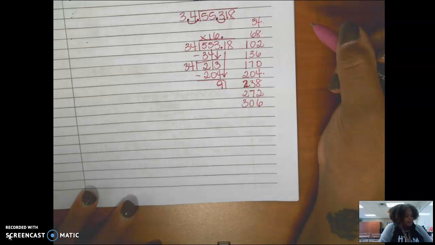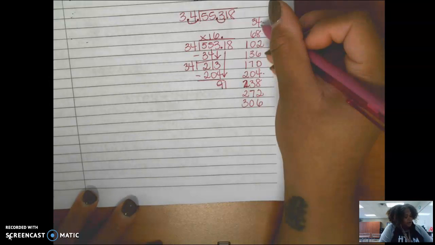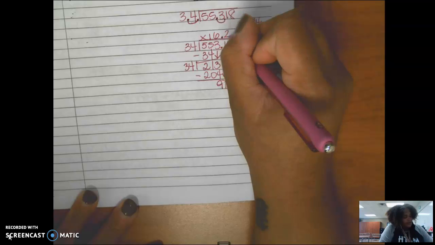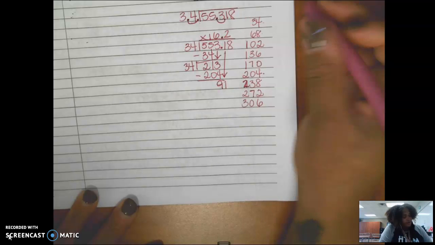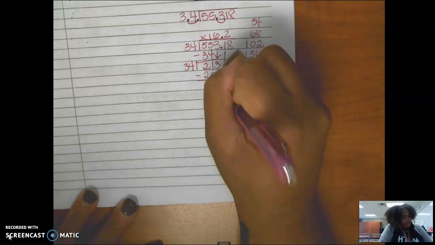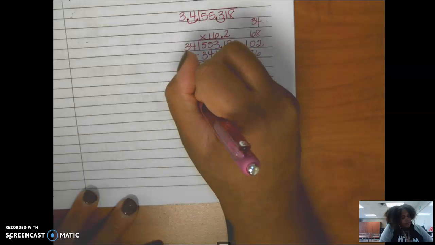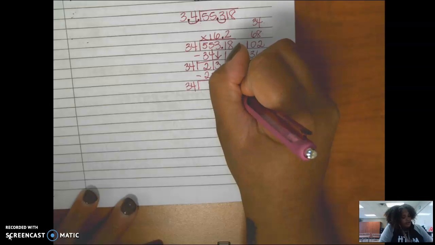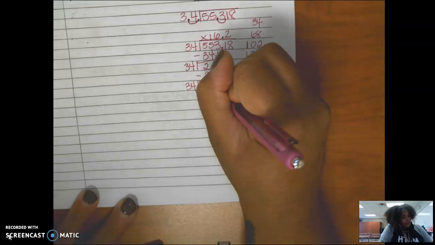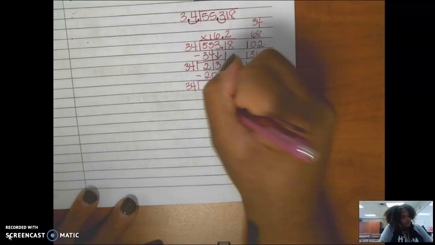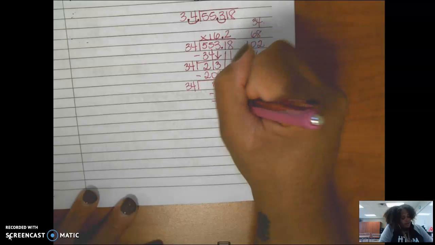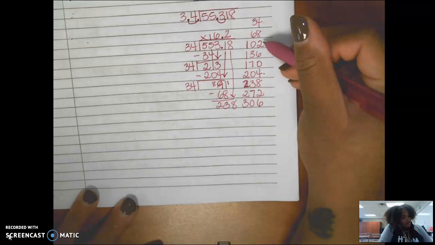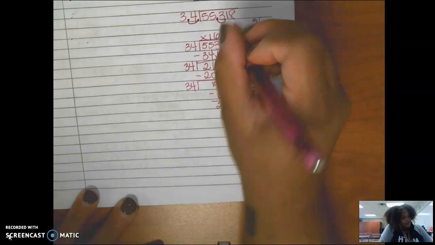34 into 91 is 2 before it passes it. 2 times 34 is 68. So again, this was divided by 34. 91 minus 68, this is 11 minus 8, which is 3, and this is 8 minus 6, which is 2. And bring down the 8. And that's 1, 2, 3, 4, 5, 6, 7.